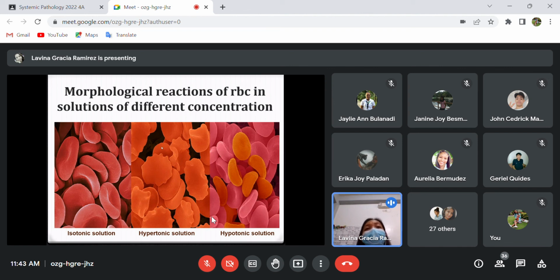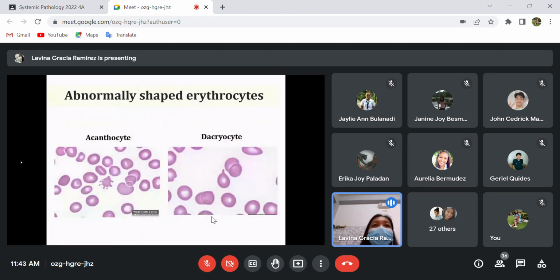So both of these could disrupt or could destroy the cell. Okay, so dapat yan yung mga tatandaan nyo. Okay, so these are some examples of shapes that I've shown you.